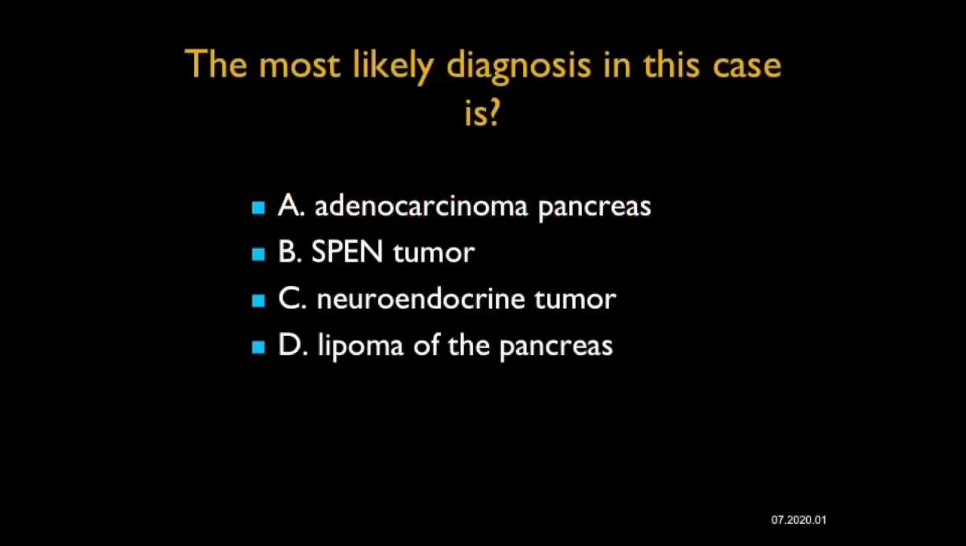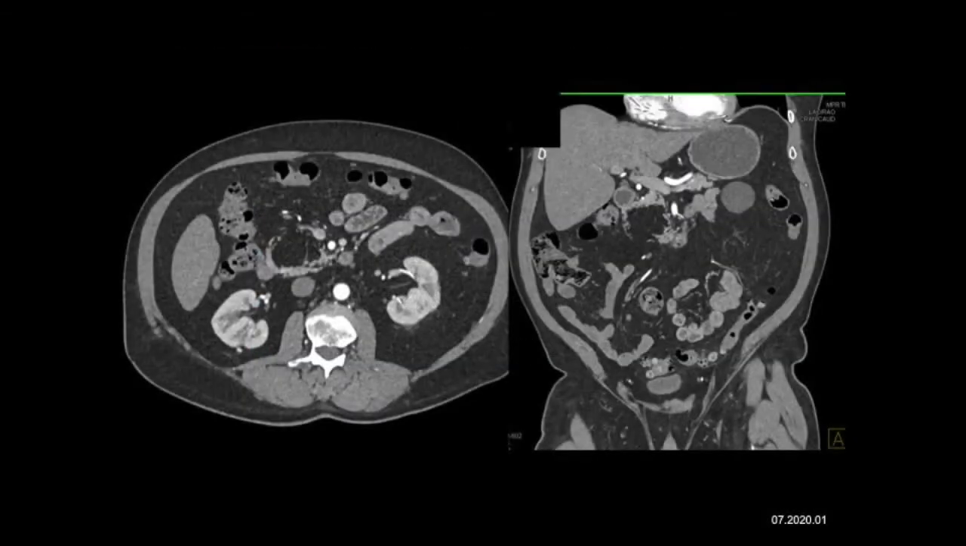In this first case, I ask you what the most likely diagnosis is. If you look carefully at the images, you can see there's a mass in the pancreas, but the mass is really essentially entirely fat. It's not a solid mass like an adenocarcinoma or a mass that's solid and maybe cystic like a SPEN tumor or a hypervascular lesion like a neuroendocrine tumor. It's a classic fatty tumor.